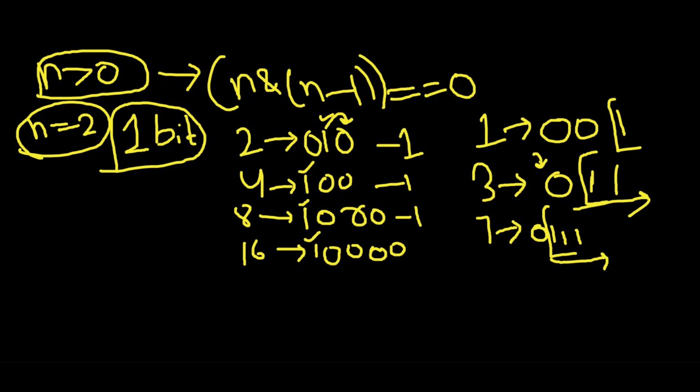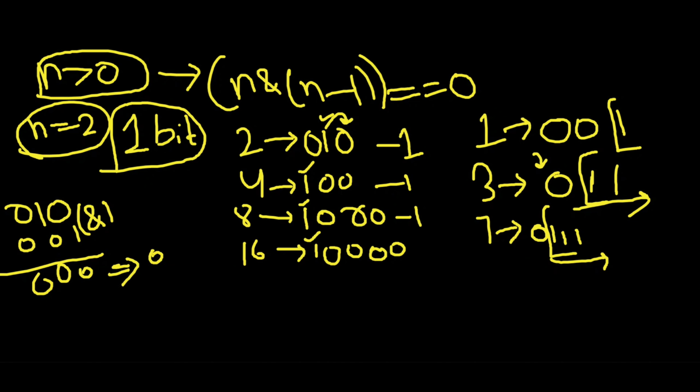What if we do an AND operation on both the numbers? Let's say we take 2 and 1. When we do the AND operation in this case, it will be 0 0 0. So it is equal to 0. Only if the given number is a power of 2 can we satisfy the given condition, that is n AND n minus 1 will be equal to 0.